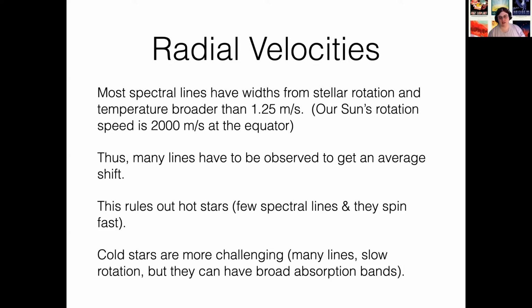So this rules out a lot of hot stars, which is a shame because they're really bright. But thankfully, they're also really rare. Cold stars, like red dwarfs, are challenging just because they have so many lines that the lines start to be on top of one another. And they also start to get molecules in their atmospheres, which don't produce nice, sharp spectral lines. They produce broad absorption bands. And they're also pretty dim. So, kind of thankfully, the sun-like stars are actually in the sweet spot.